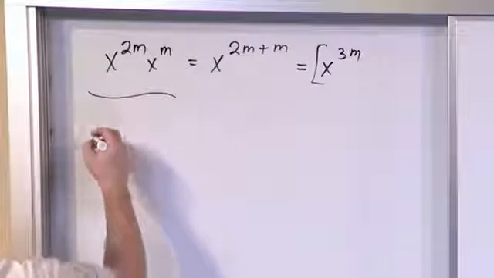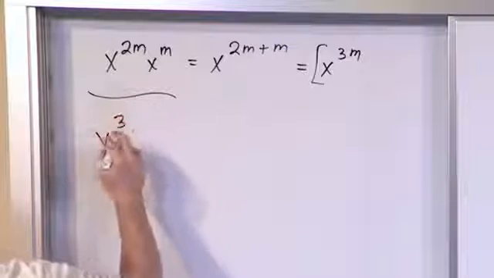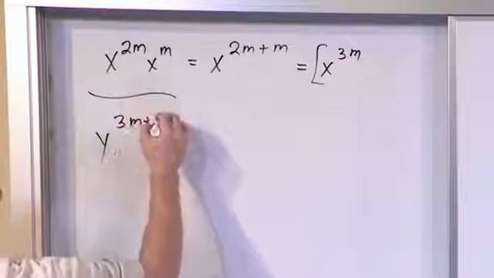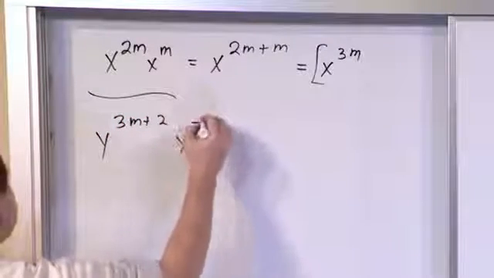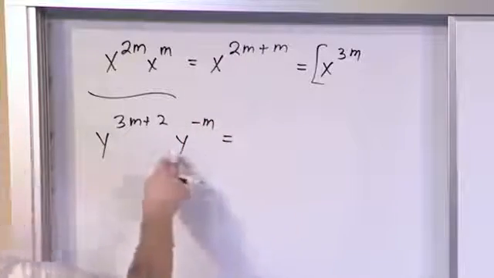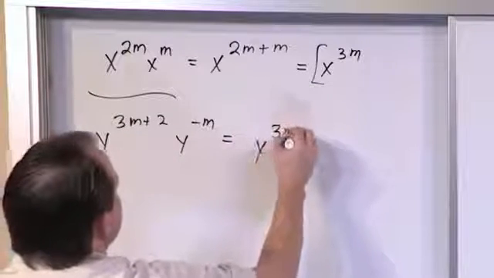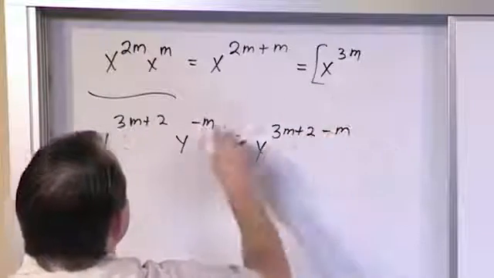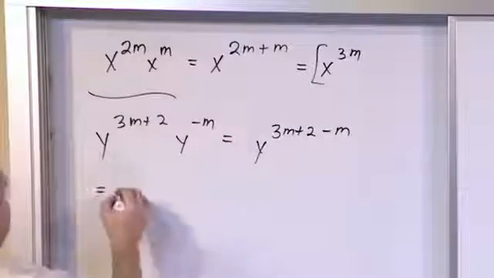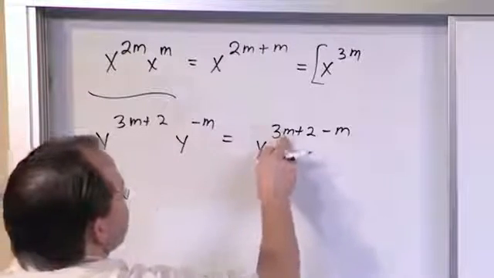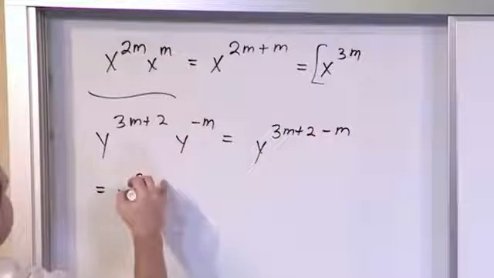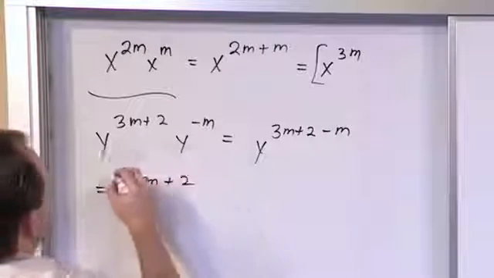And finally, if we have something like y to the 3m plus 2 multiplied by y to the negative m, what do we have? We have the same bases, so we add the exponents. So we have 3m plus 2 minus m, because we're adding it to this. And then when we do this, 3m minus m gives us 2m, plus 2 just hangs along for the ride.